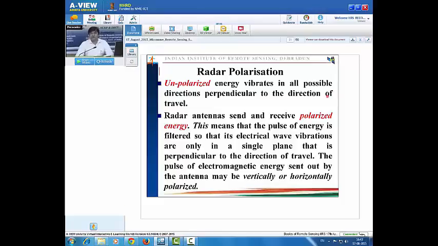Radar antennas transmit and receive polarized electromagnetic waves or polarized energy. Here we are talking sometimes energy, sometimes electromagnetic waves. Both are the same here. This means that the pulse of energy is filtered so that its electrical wave vibrations are only in a single plane that is perpendicular to the direction of travel. The pulse of electromagnetic energy sent out by the antenna may be vertically or horizontally polarized.